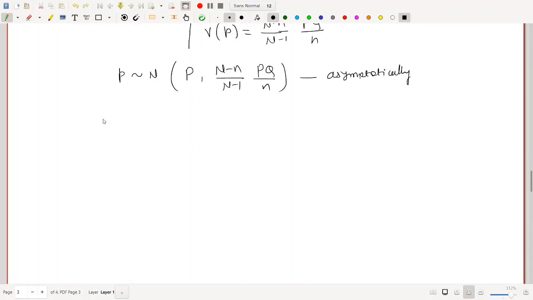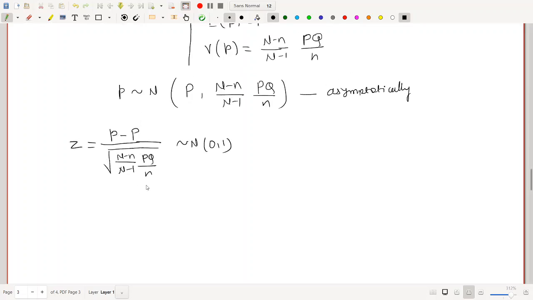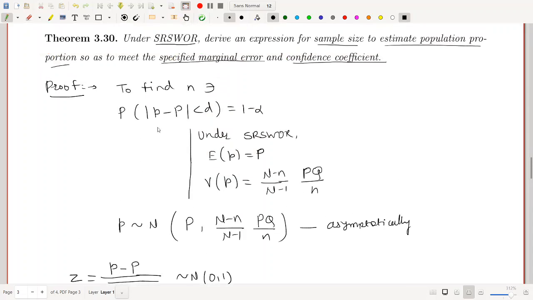Convert this into standard normal. How to convert this into standard normal? Take small p minus its expectation upon root of its variance. So this will be (p − P) upon root of ((N − n)/(N − 1)) PQ/n. This follows normal(0,1), and we denote the standard normal variable by Z. Now to convert this into standard normal, divide this by root of variance of p.